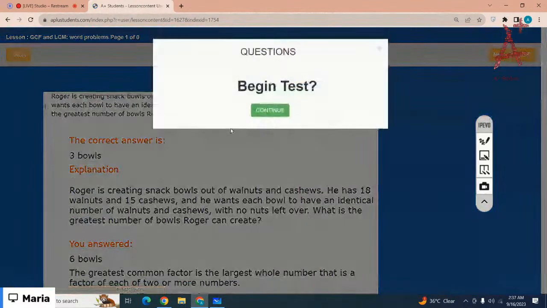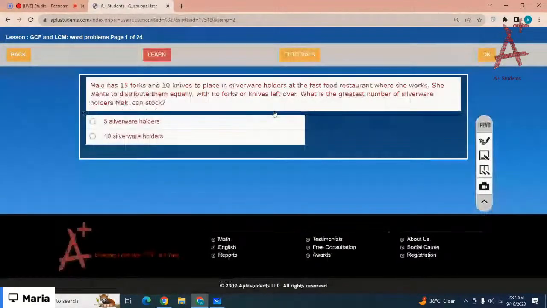The question here is, let me read the question, then I explain what you have to do. Mackie has 15 forks and 10 knives to place in silverware holders at the fast food restaurant where she works. She wants to distribute them equally with no fork or knife left. What is the greatest number of silverware holders Mackie can stock? So you have to find the greatest number, right? That means you have to calculate the greatest common factor. Whenever you are asked to calculate the greatest number, calculate GCF. Whenever you have to calculate the least number, calculate LCM, right?